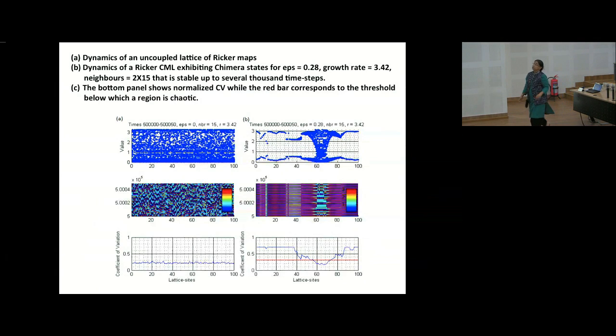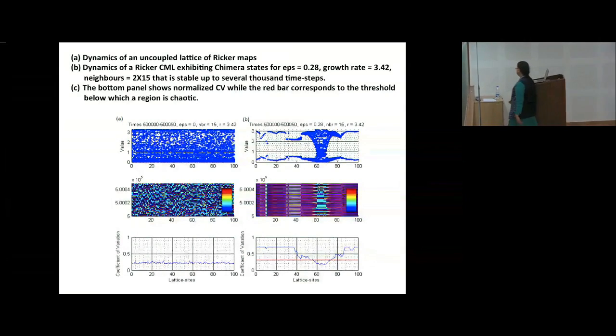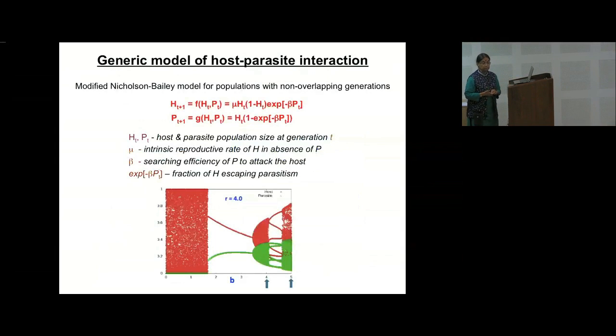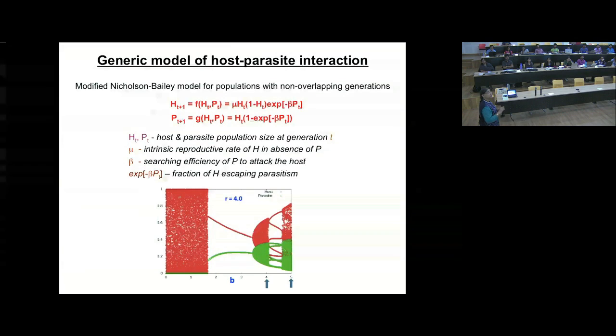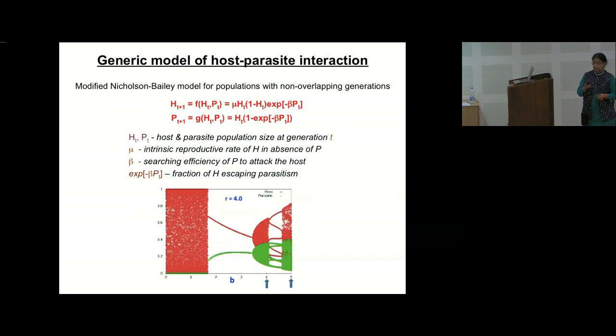So what I will show you now is the equivalent metapopulation of the host-parasite system. I showed you what kind of dynamics the host-parasite interacting species model shows, where you're considering the ecological interaction of parasitism. This is the equation we have been working on. The host, all these things have been discussed earlier.